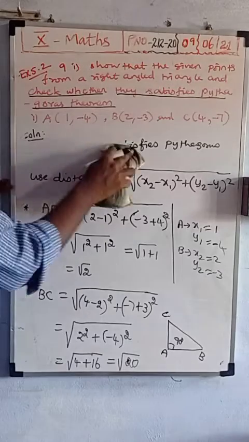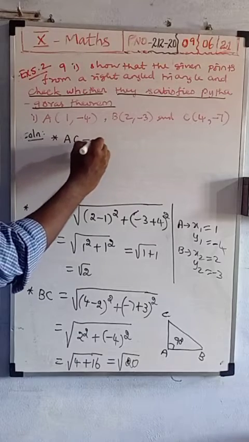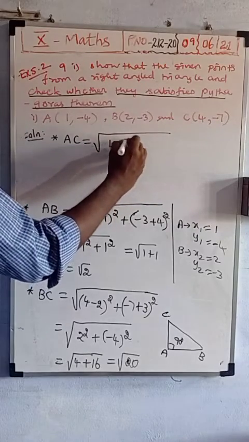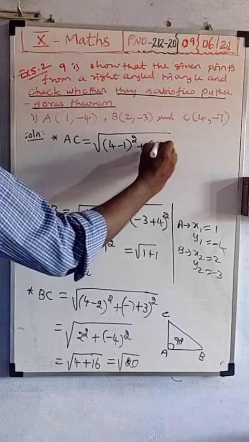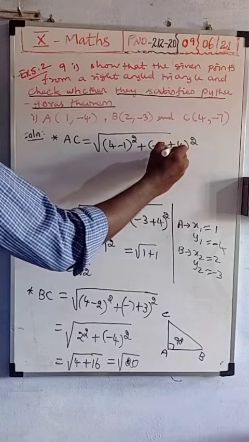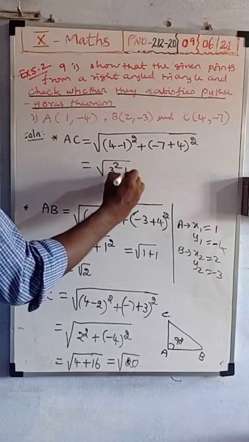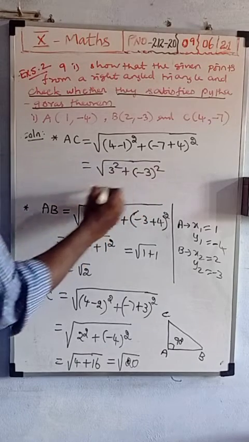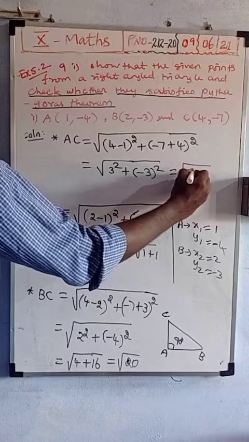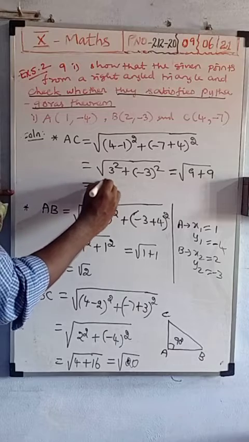Now next you check AB, BC and AC. AC distance. A point is x1, y1, C point is x2, y2. So (4 minus 1) to the whole square plus y2 minus 7, y1 is minus 1. So minus and minus plus 4. The formula has one minus, and here one more minus, so minus and minus plus. Now 4 minus 1, 3. 3 square plus minus 3 to the whole square. So 3 square 9, and minus 3 square value also 9. So 9 plus 9 we will get, square root of 18.